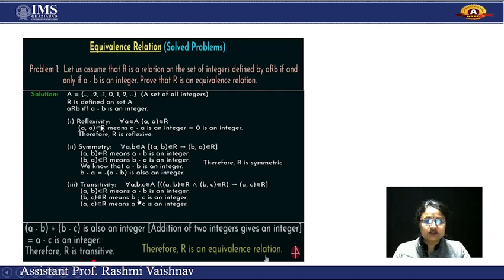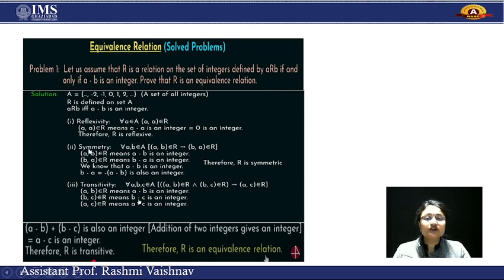Let's start the solution. For the reflexive, let's take a single element like a. a belongs to A. That means (a, a) also belongs to R. It means, just listen, a minus a. The property given in the question is a minus b is an integer. So just put a in place of b. So a minus a gives me 0, and 0 is again a part of the integer set. Hence we can say this relation is reflexive.